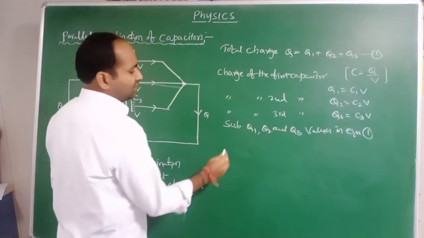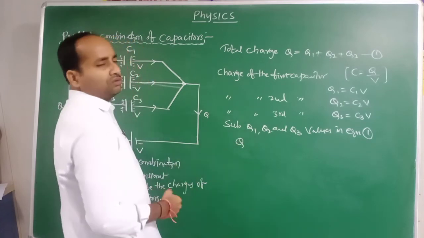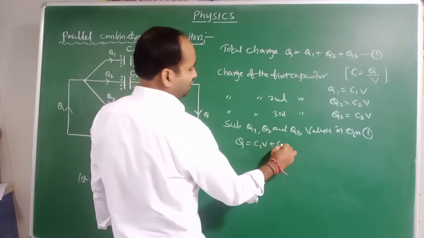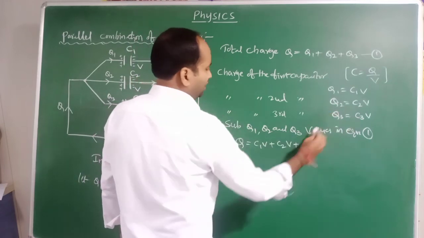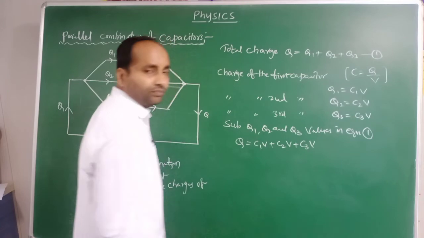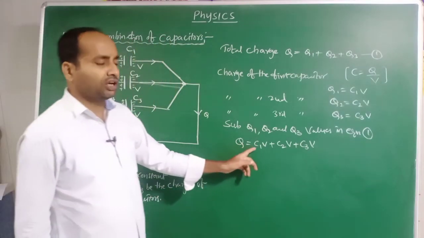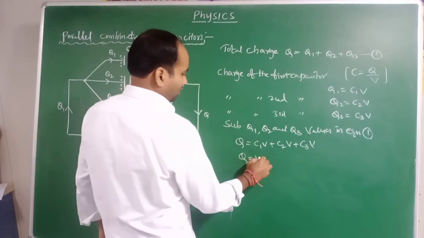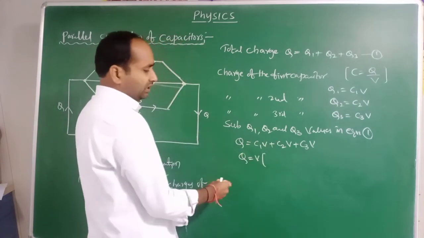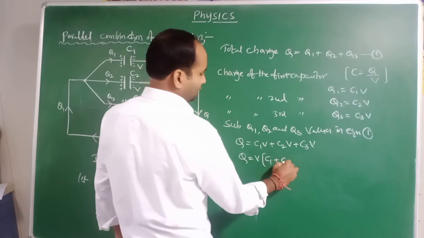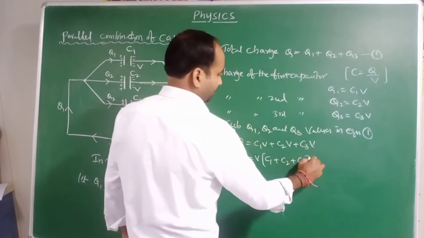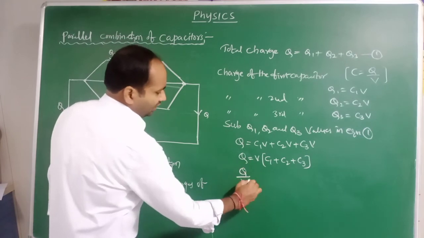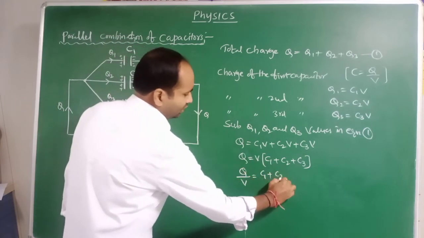What is equation number 1? Capital Q is equal to, Q1 is C1V, Q2 is C2V and Q3 is C3V. Now if you are observing this, V is constant here, common outside. What is the rest of them? C1 plus C2 plus C3. It can be written as Q by V is equal to C1 plus C2 plus C3.